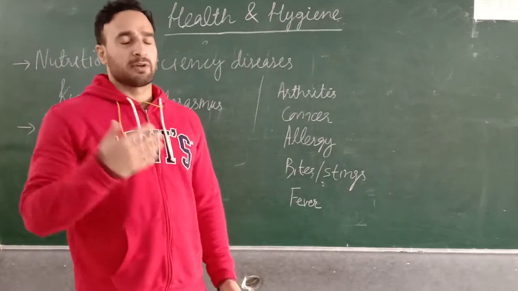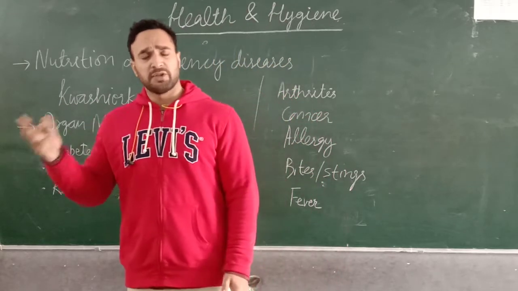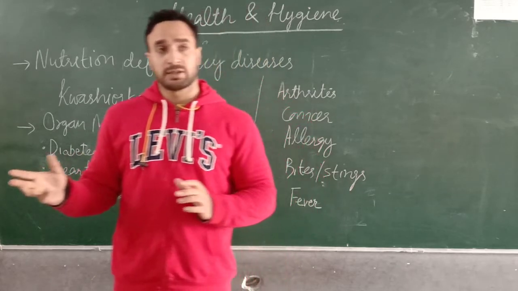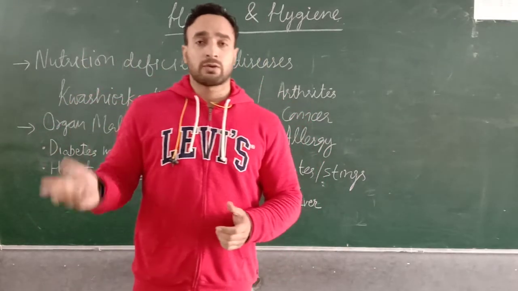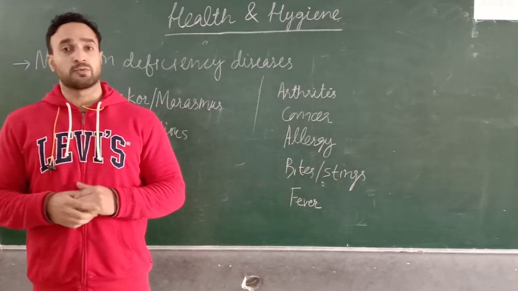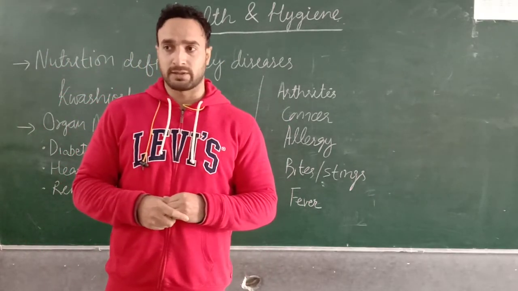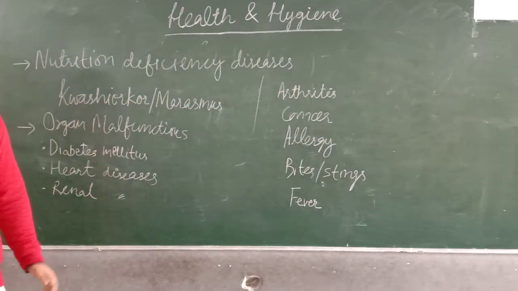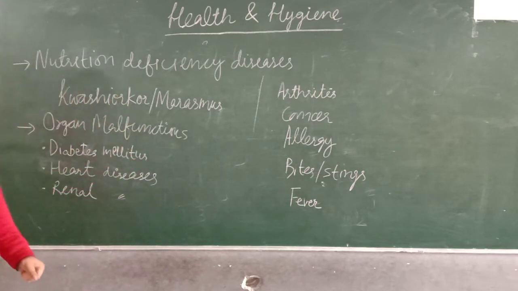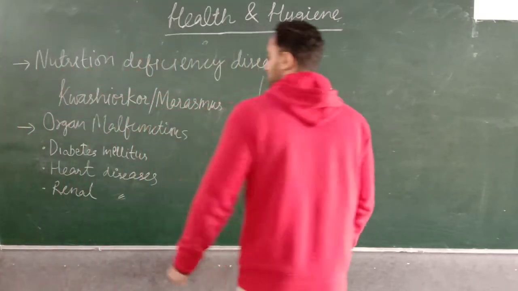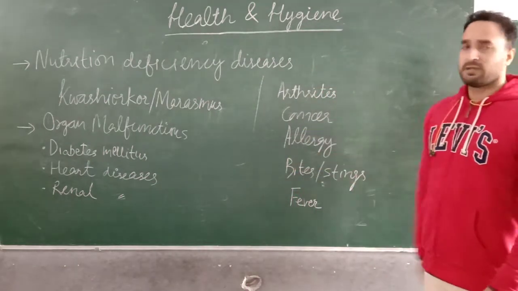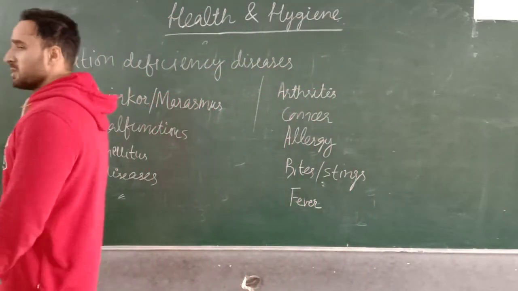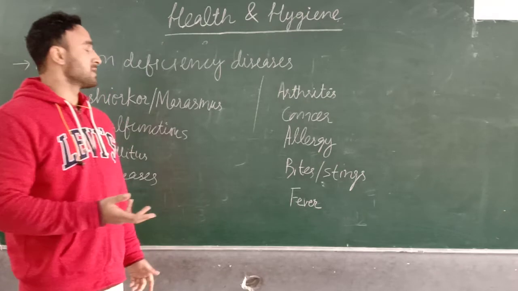In the previous video, we discussed the definition of disease and health, and the different types of diseases, whether they are congenital or acquired, communicable or non-communicable, and what conditions fit in all those types. In this video lecture, we are going to cover the remaining portion of health and hygiene, which includes the nutritional deficiency diseases, organ malfunctions, and the different kinds of organ malfunctions that prevail in humans. Okay, so let's start with the nutritional deficiency diseases.